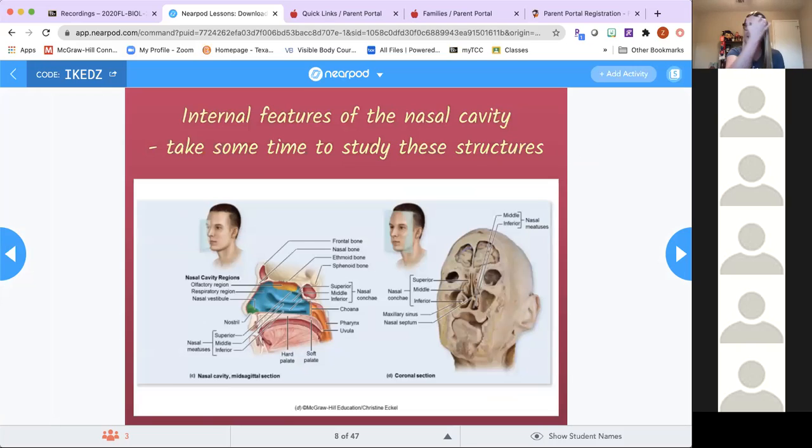Here we're going to look at deeper, more internal features of the nasal cavity. The nasal cavity is separated into 3 distinct regions that are color-coded for you. We see the nasal vestibule. This is right past the nostril. The nostril is the opening. Then there is the respiratory region. That's the largest part and the largest surface area. And then there's the olfactory region responsible for your sense of smell. And you can see that highlighted in the orange there.